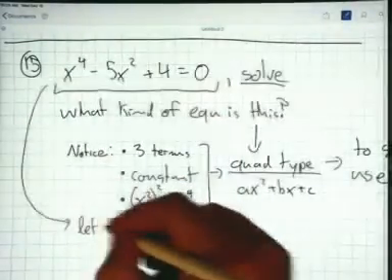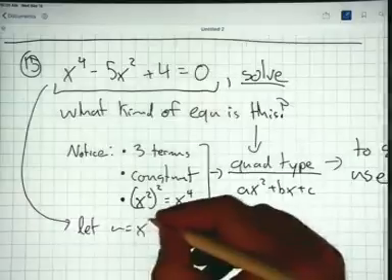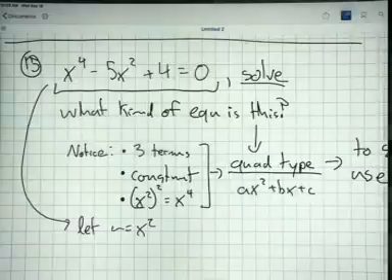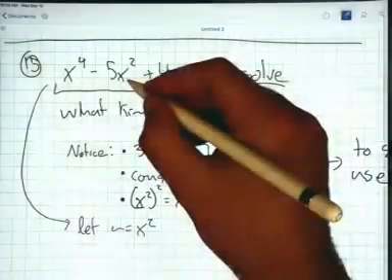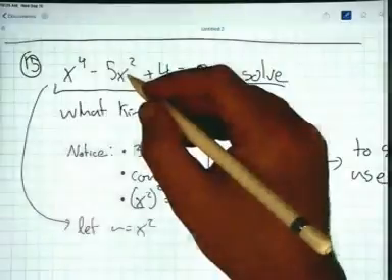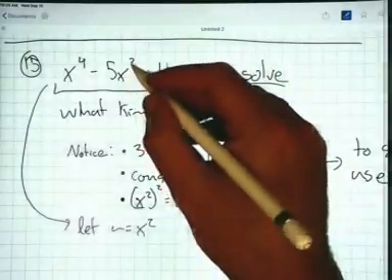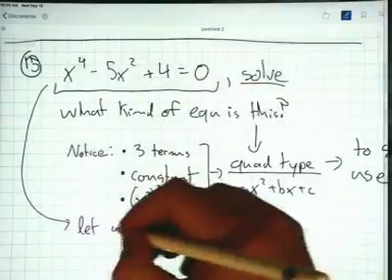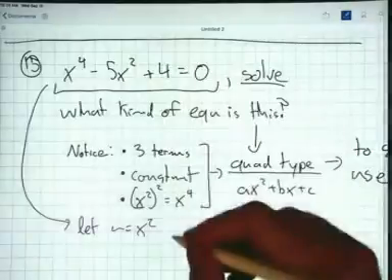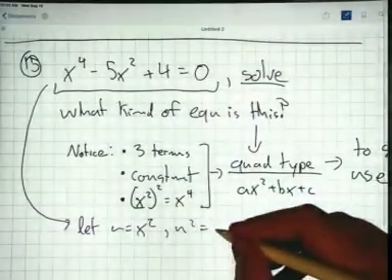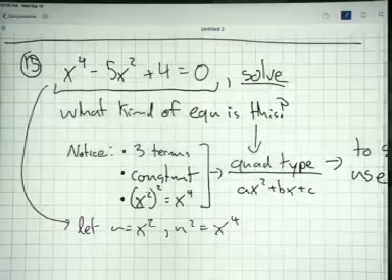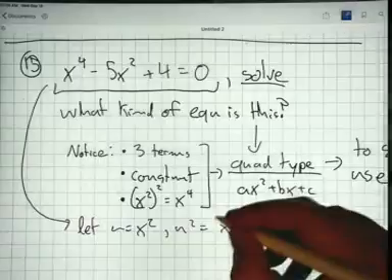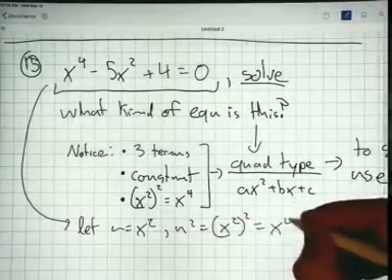We're going to let u be equal to x squared. Now you might ask me, how do you know what to let u equal? In most cases it's going to be the middle variable. But what you want is for u to be equal to this term so that u squared becomes, let me write it out like this, u squared is then x squared squared, which is x to the 4th.